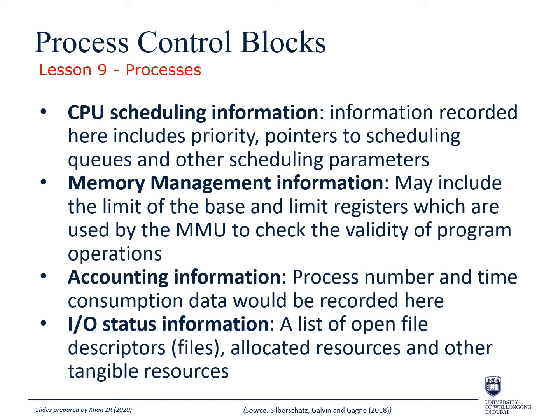CPU scheduling information. Information recorded here includes priority, pointers to scheduling queues, and other scheduling parameters. Memory management information may include the limit of the base and limit registers, which are used by the MMU to check the validity of program operations. Accounting information. Process number and time consumption data would be recorded here. Input-output status information. A list of open file descriptors, allocated resources, and other tangible resources.